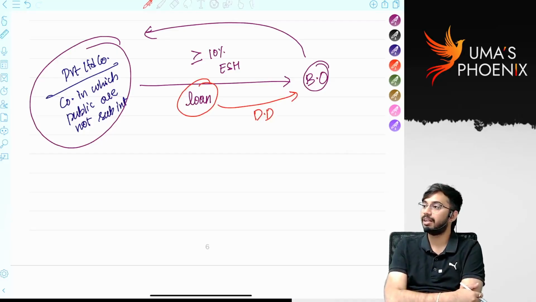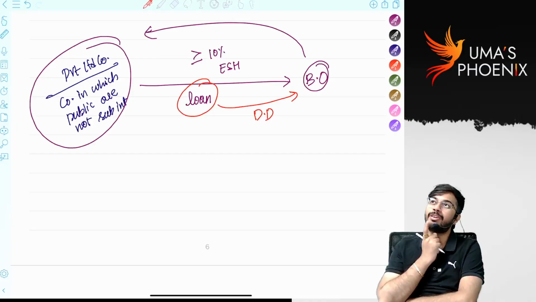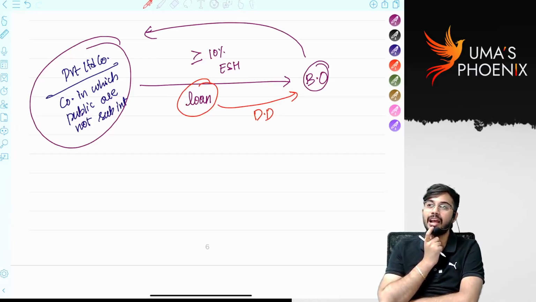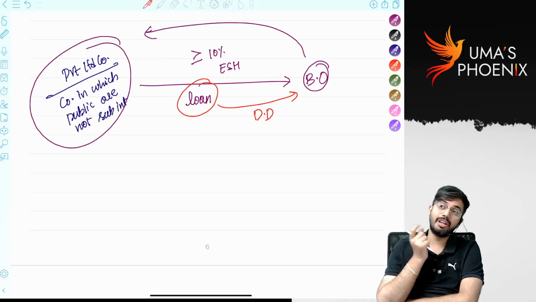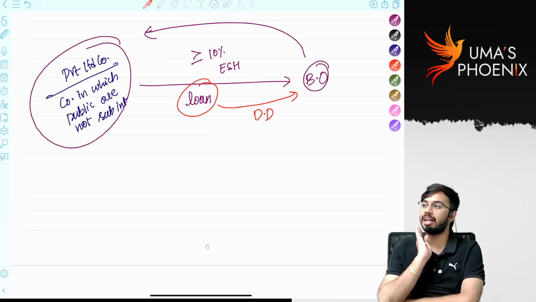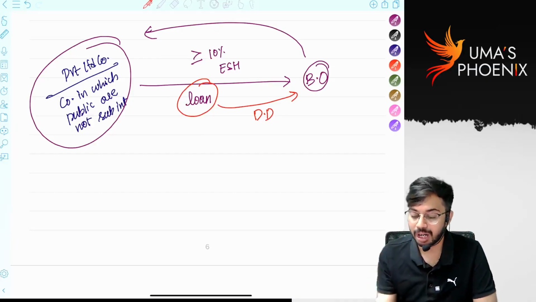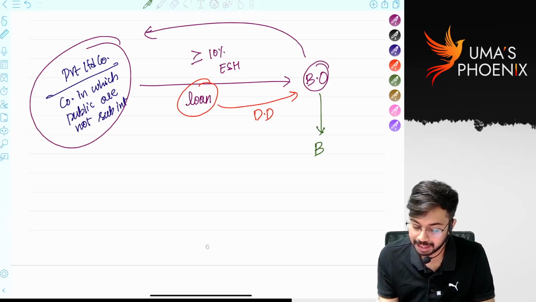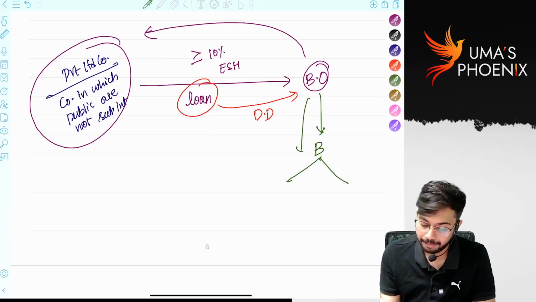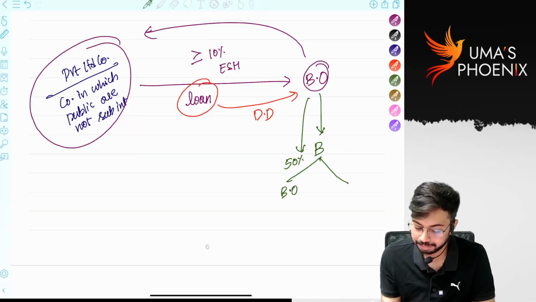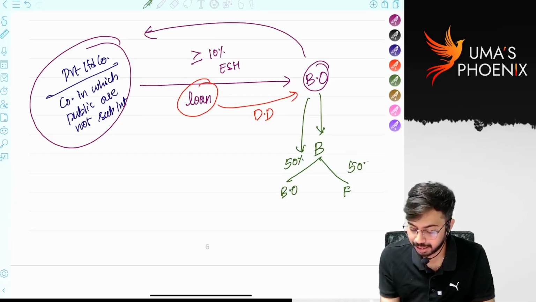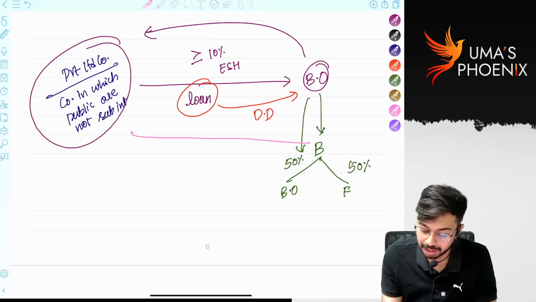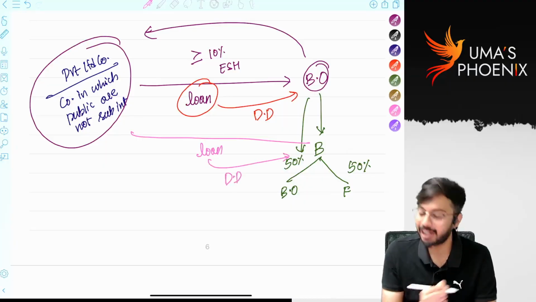Is it clear? Now, the beneficial owner thought, if I directly get the amount from the company, it will be considered as deemed dividend. Even though I get it in the form of a loan, they are treating it as deemed dividend. So what did the beneficial owner do? He started a business. In this business, the beneficial owner has a 50% stake. His friend has a 50% stake. Now, if any loan is given to this business also, that loan is considered as deemed dividend. Is it clear?